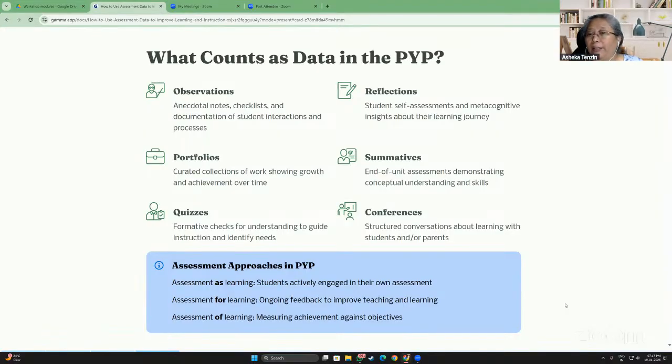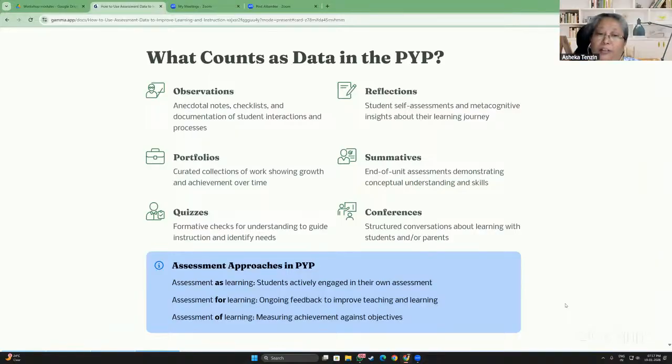Summatives would be the end of unit assessments. At the end of the unit, what are we assessing in our students? Assessment of learning, where you are going to measure their learning based on the objectives that you have set. Another set of data will be the conferences, structured conversations about their learning with their parents or amongst the students. So conferences, student-led conferences, would be one of the data that you can collect.